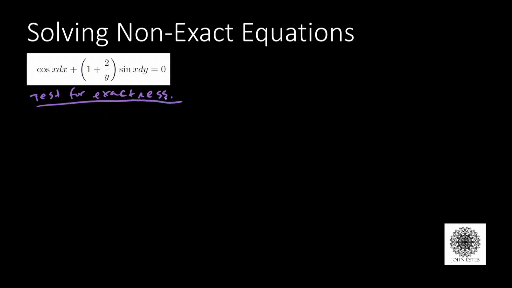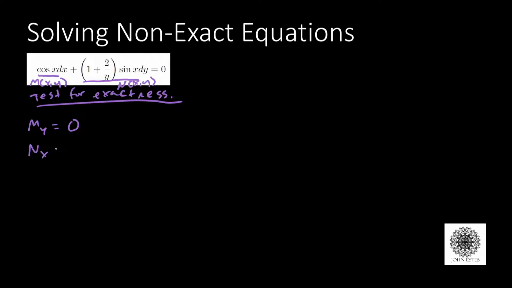And so remember the way you do that is by checking out the partial derivatives. So cosine x here is what I mean by M, and this (1 plus 2 over y) sine x is what I mean by N. So for my test, I need to check the partial derivative of M with respect to y, but since cosine x is just a function of x, it's a constant, its derivative with respect to y would be 0.